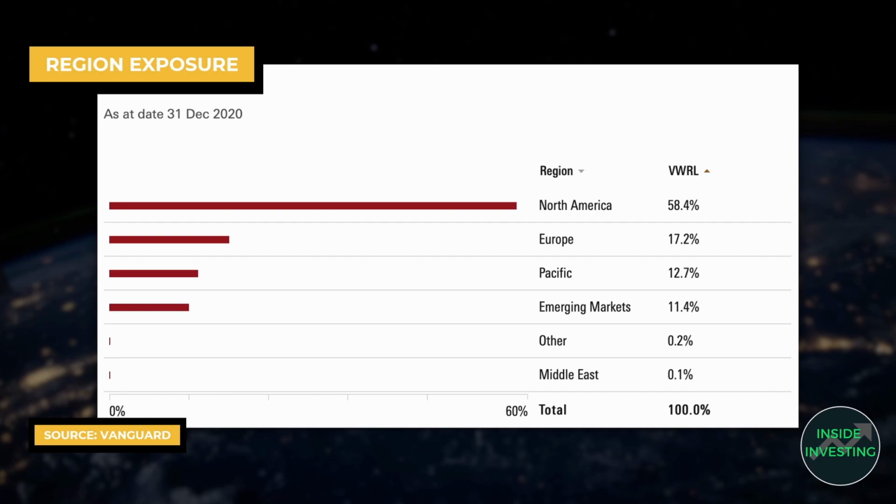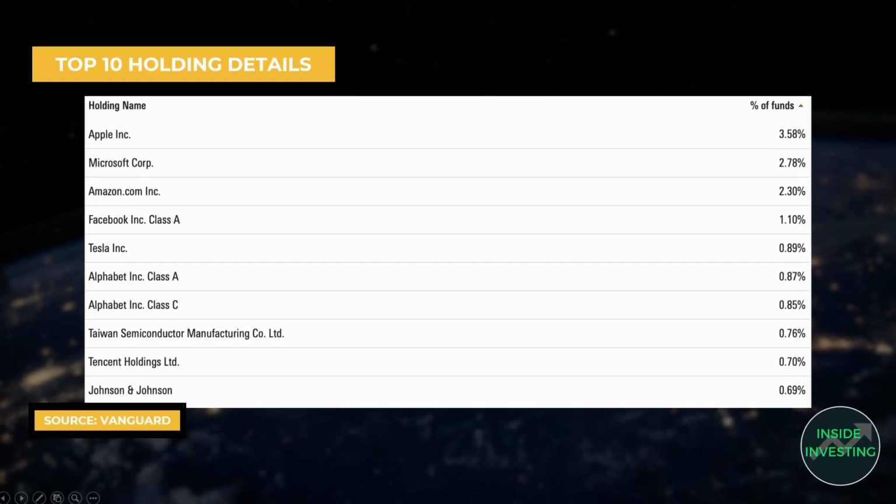Overall, we're very happy with the region exposure. One thing to note here, by the way, is that this is the as of date of 31st of December 2020. Okay, so then we're gonna have a look at the top 10 holding details. Here we see the companies that have the most percentage of the funds within this tracker.